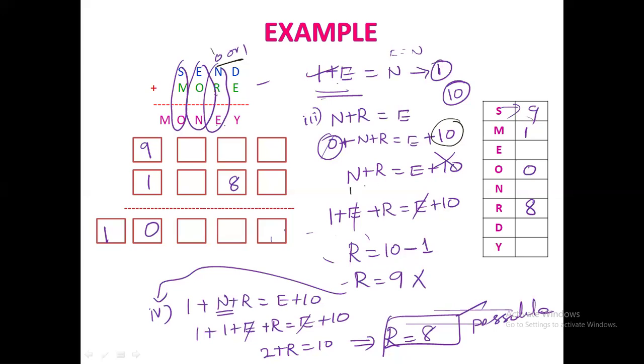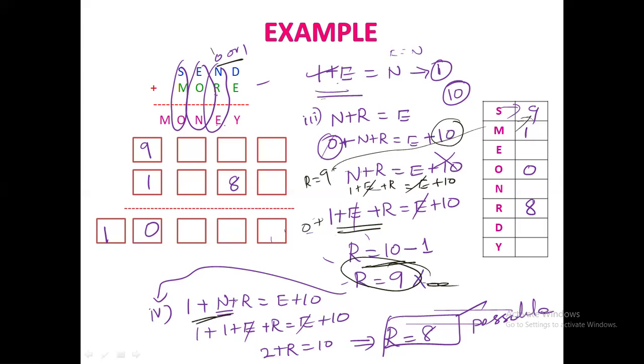If you are substituting 1 plus E plus R, why it is not possible, you should understand. R value is equal to 9. Already 9 is present for S, so this step is not possible. We have to assume it as carry will be present: 1 plus E plus R is equal to E plus 10. If we are substituting, we are getting only R is equal to 9, so this is not possible. Then we have to consider this step only.